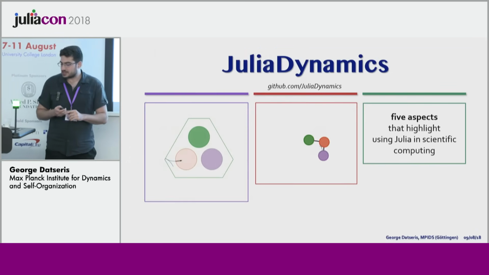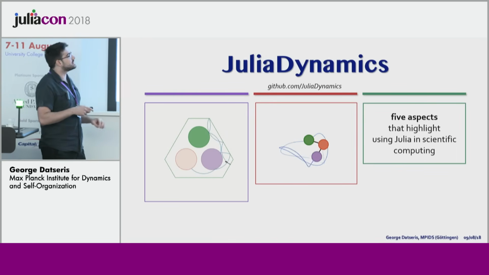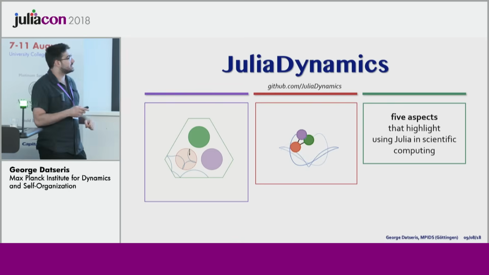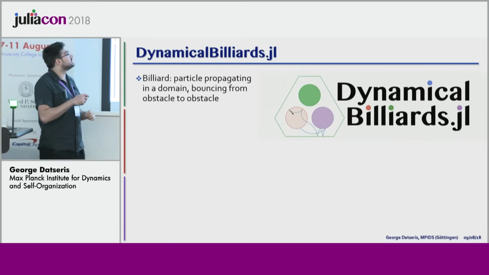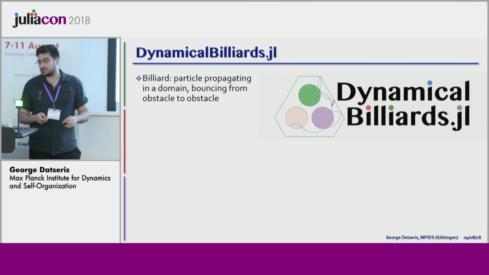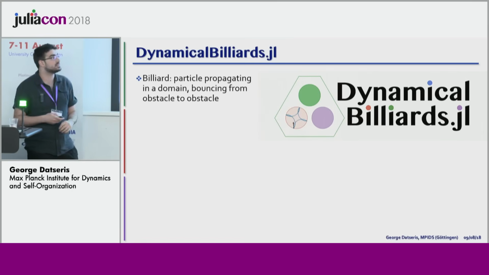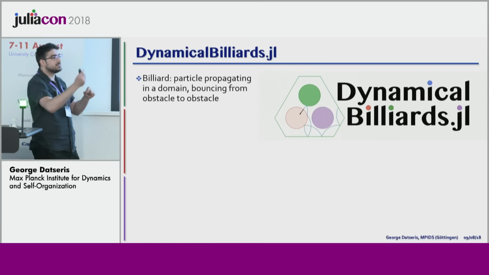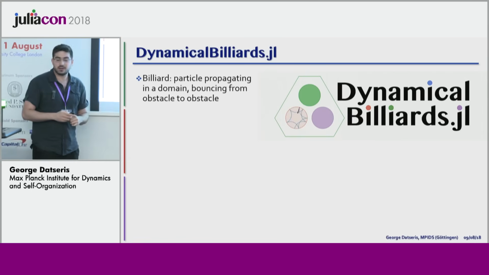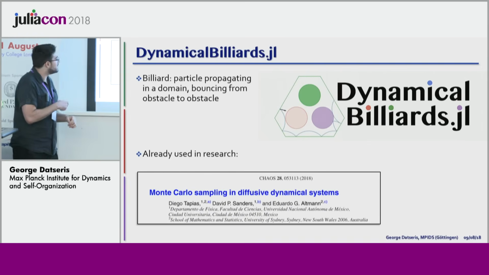In the second part, I want to introduce this Julia Dynamics organization and show you 5 aspects that highlight using Julia in scientific computing. So the first package we have is DynamicalBilliards.jl. And billiards are very useful systems that have been used in science from simulating gases to nano devices. What it is: you have a particle inside a domain, and the particle is propagating by colliding with the obstacles.